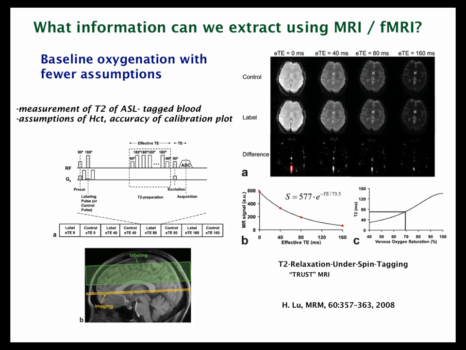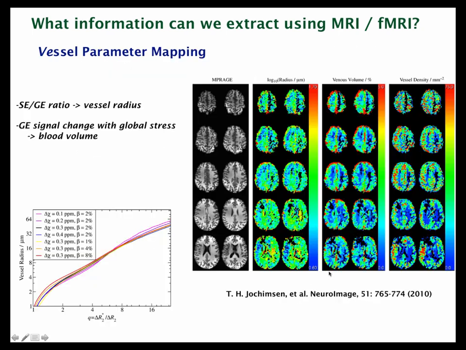Other techniques have been advanced. This is a technique, sort of pioneered by Hanzhang Lu, that combines arterial spin labeling and multi-echo imaging. So essentially, you're just looking at the vessels, and then you're measuring the T2 star within the vessels that you highlight with arterial spin labeling. So it's a way of quantifying oxygenation. It's called TRUST MRI.